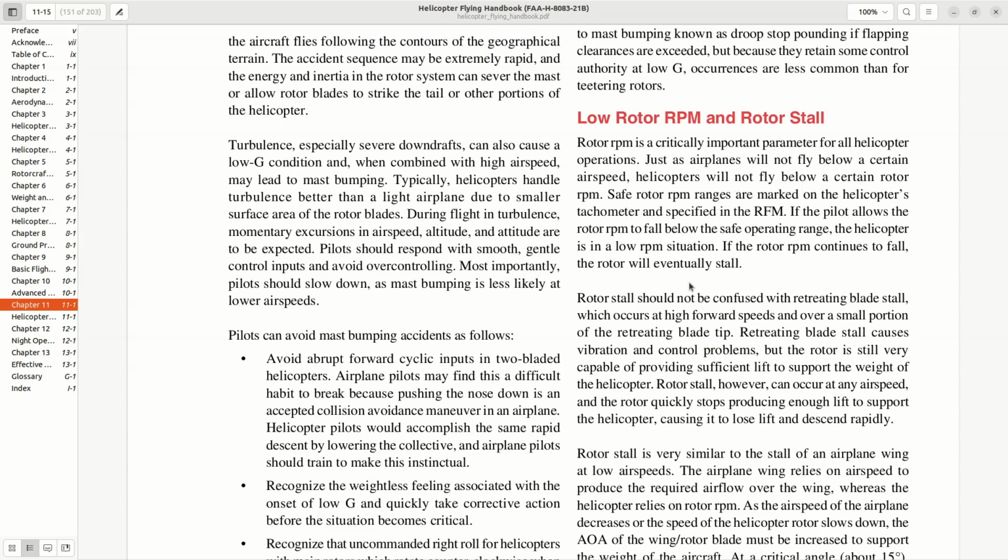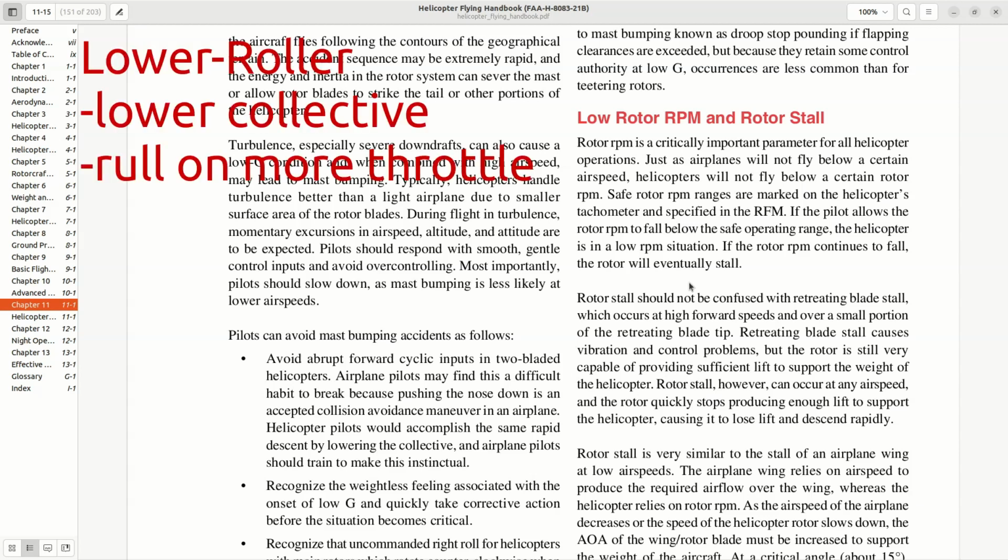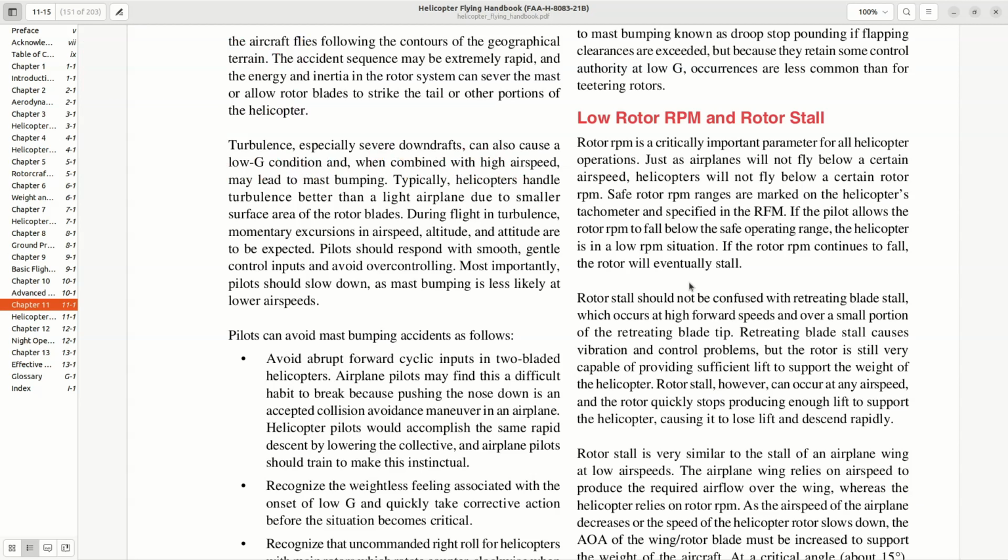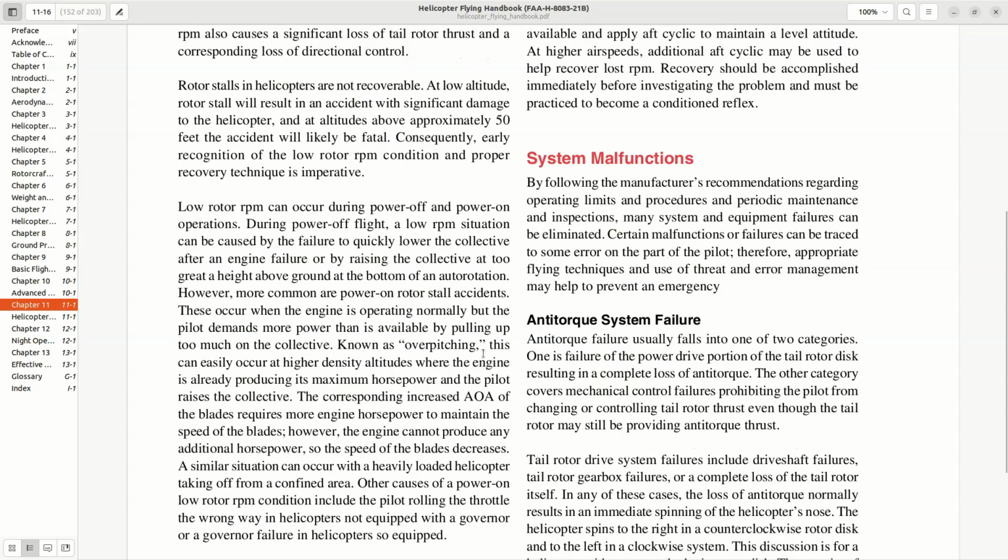So if you're flying along, it doesn't matter which helicopter it is, and you have low rotor RPM, what can you do? Well, I like to say lower roller. Lower the collective and verify or roll on full throttle. So roll up the throttle. The rest of this chapter talks about things like system malfunctions.